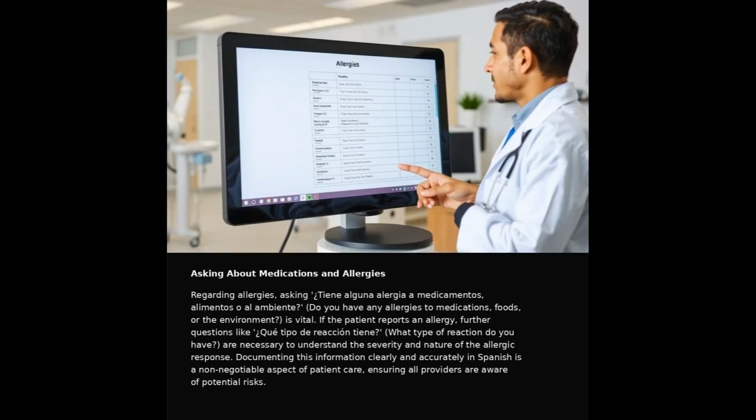Regarding allergies, asking, ¿Tiene alguna alergia a medicamentos, alimentos o al ambiente? Do you have any allergies to medications, foods, or the environment? Is vital. If the patient reports an allergy, further questions like, ¿Qué tipo de reacción tiene? What type of reaction do you have? Are necessary to understand the severity and nature of the allergic response. Documenting this information clearly and accurately in Spanish is a non-negotiable aspect of patient care, ensuring all providers are aware of potential risks.